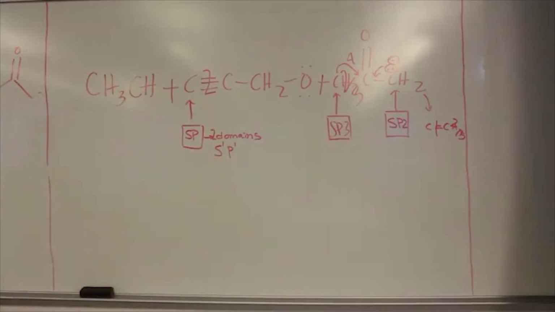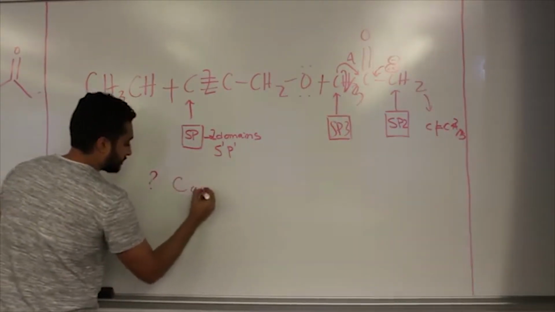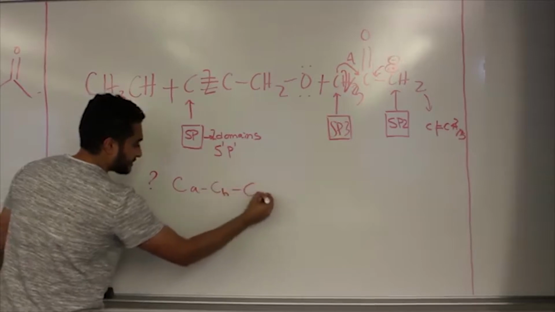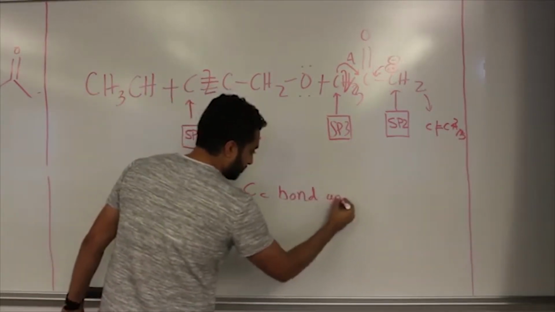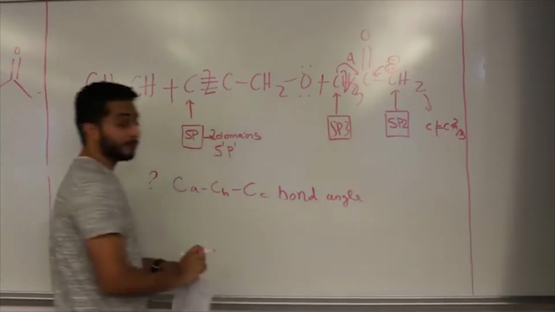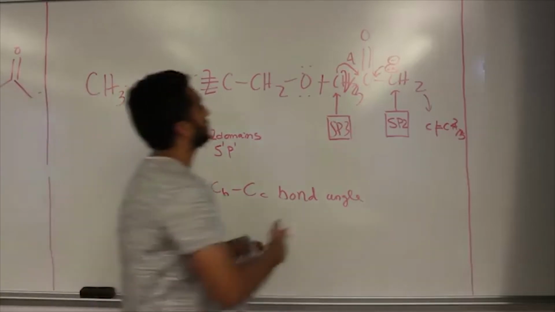Next question. It's saying what is the CA, CB, CC bond angle? So how do we know which of these carbons we have to look for mainly to determine what that hybridization is going to be? B. At the top, there's a. Yeah. Oh yeah, you're right. I missed that one. Thanks.